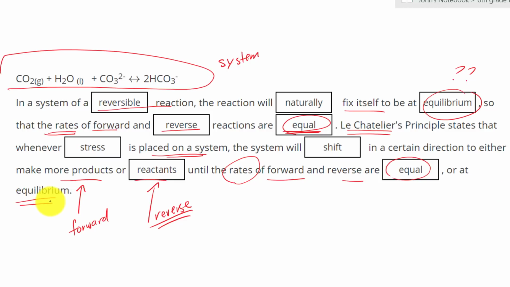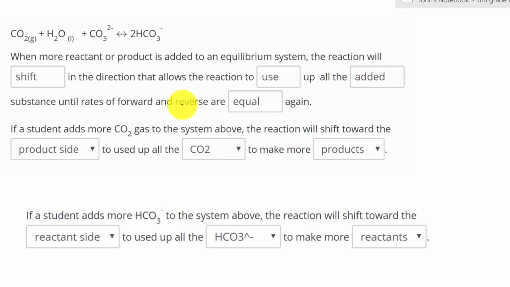So that's very important. This allows us to understand the term equilibrium and in terms of the rates of forward and rates of reverse. So this is not like the same problems we did before with a lot of math problems, but it's a lot of very conceptual understanding. Equilibrium is about the rate of forward equal to the rate of reverse. In order to understand the Le Chatelier principle, let's look at an example. When more reactant or product is added to an equilibrium system, the reaction will shift in the direction that allows the reaction to use up all the added substance until the rates of forward and reverse are equal again.